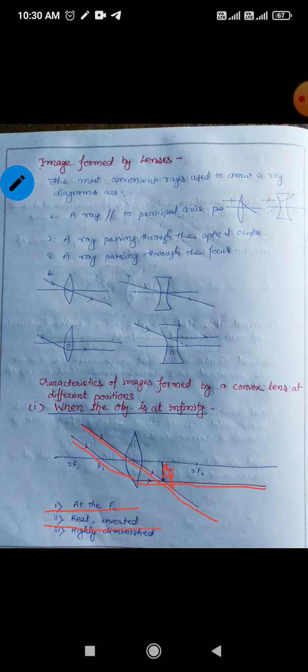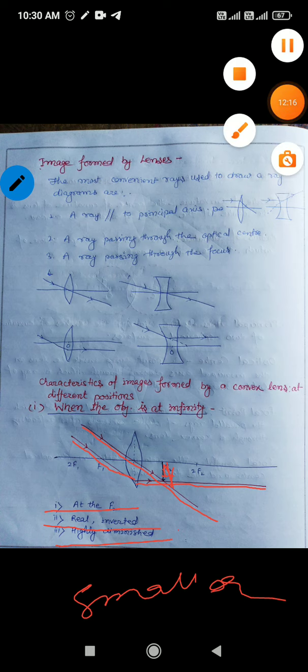Third property is, friend, it is highly diminished. Diminished means smaller. Like the sun is a very big object, but when it forms its image, it is very small, which we can obtain on a screen at a point also. So you can imagine how diminished a so big object is whose image is forming at a point. So it is said to be highly diminished.